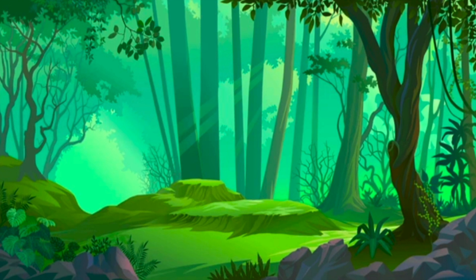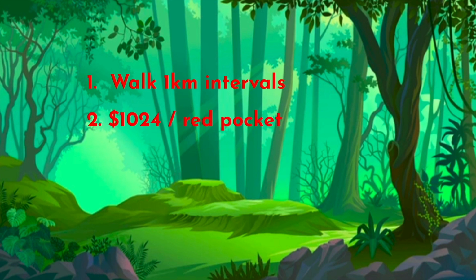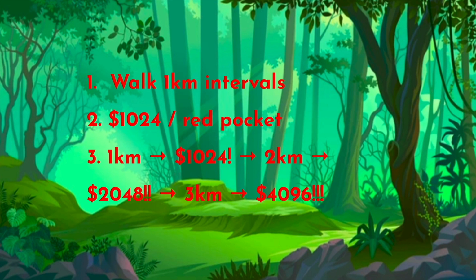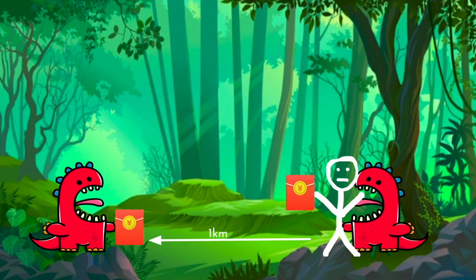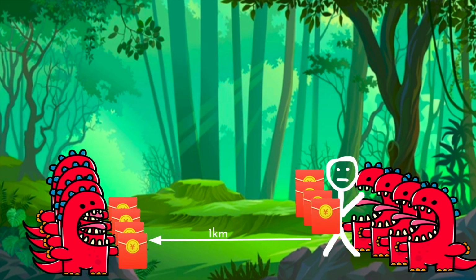Now you realize these dragons are actually very friendly. You become great friends with them, and they decide to give you red pockets at Chinese New Year. The dragons are scattered around the forest, waiting for you to find them. You know they are stationed 1 km apart from one another. Each hold red pockets with $1,024, and are organized so that the number of new dragons you meet are always the same as the total number of dragons you've previously met. So every 1 km you double your money. How far would you need to walk to become a millionaire?